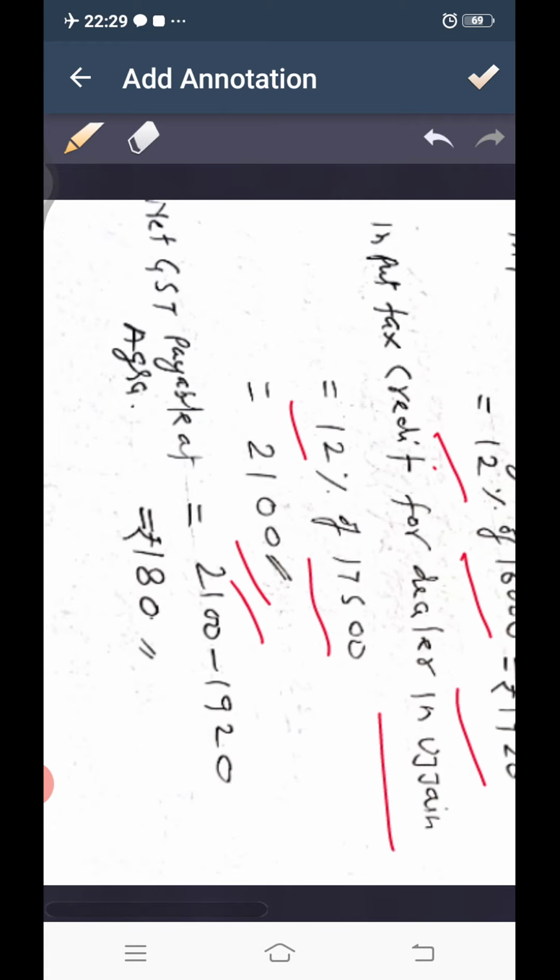Net GST payable at Agra. How much net GST will be paid? Means the dealer from Agra, how much he will pay? The dealer from Agra has charged 2,100 and he paid 1,920. So 1,920 is his input tax and 2,100 is output tax. So net GST is 2,100 minus 1,920, that is output tax minus input tax. So we get rupees 180.